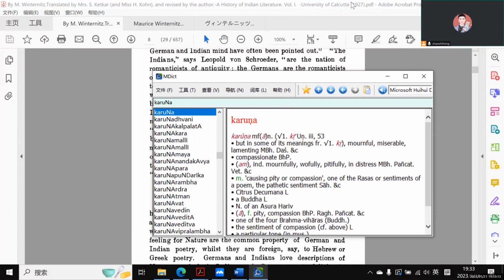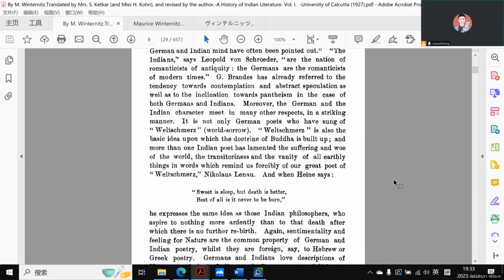Compassionate, yeah, like this. World compassion, like that. To be compassionate to all beings in the world. That's one of the key doctrines of Buddha.